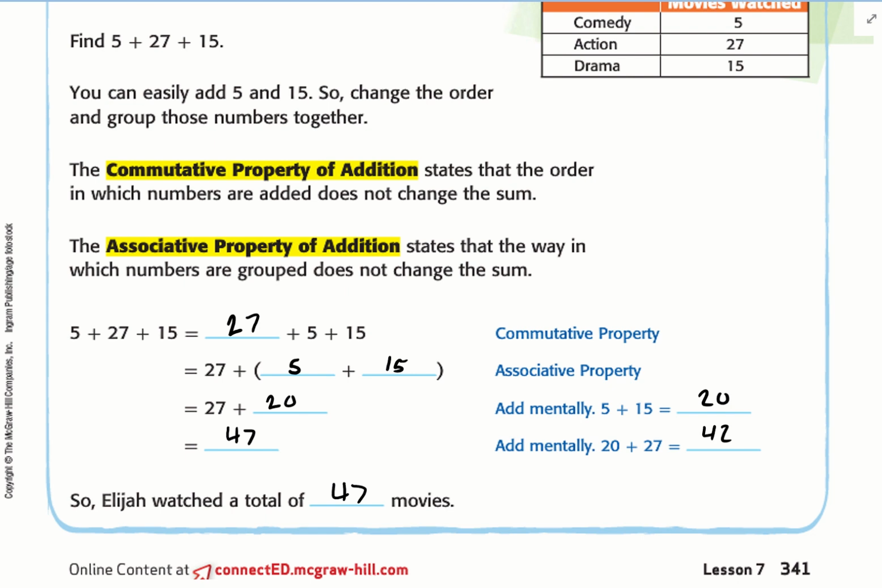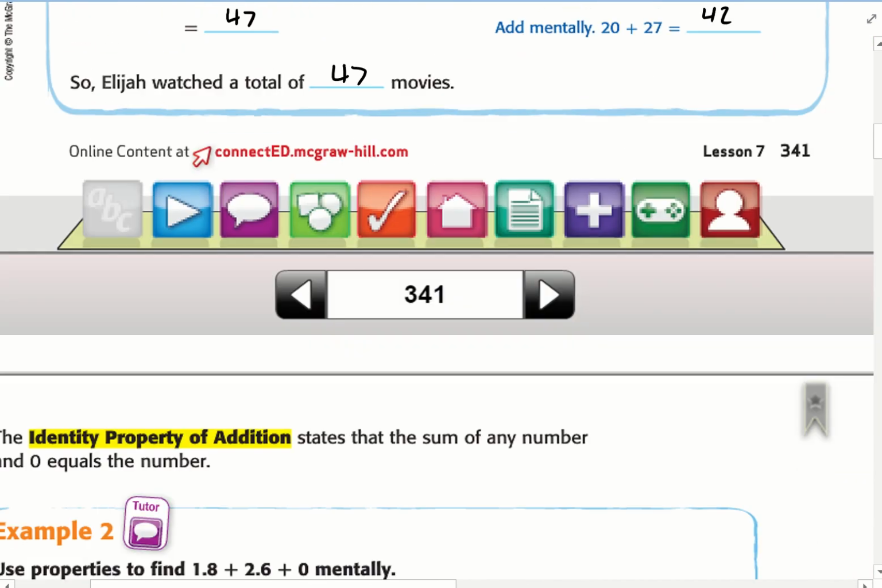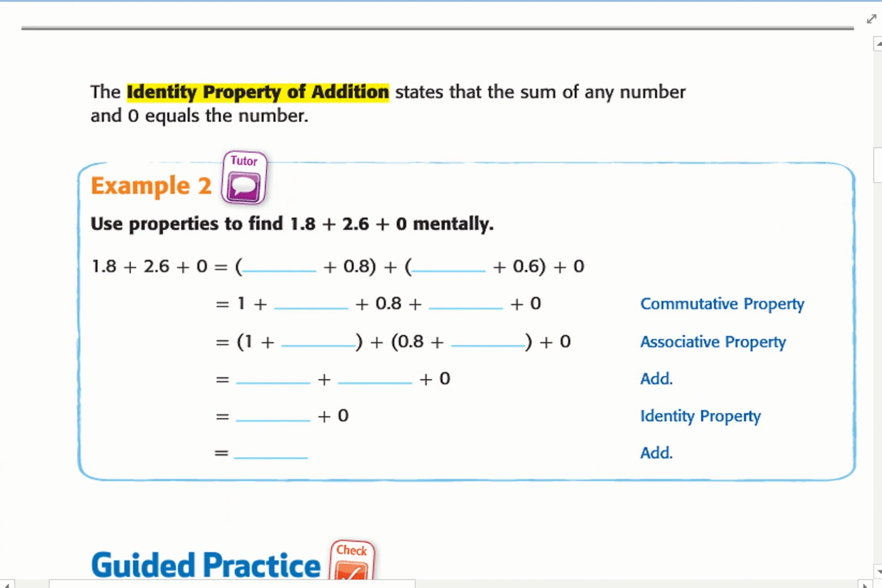So the main difference between the commutative and associative is the associative property groups the addends. The commutative property did not have any groups. So now this is the identity property of addition. It states that the sum of any number and 0 equals the number.